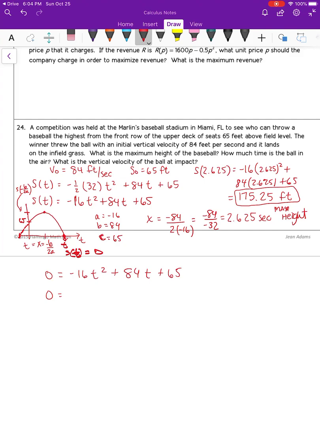And my calculator is having a hard time finding it. I'm going to hit zoom 6 because I was in a weird mode.